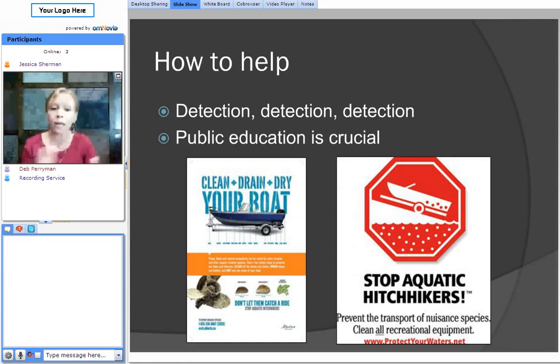Okay, so public education is crucial, making sure that people are aware not only of how they contribute to it, but what they can do. But how do you really stop the spread besides public education? Physical removal does not seem feasible. It depends on the system that you're working in, and it depends on the species that you're working in.